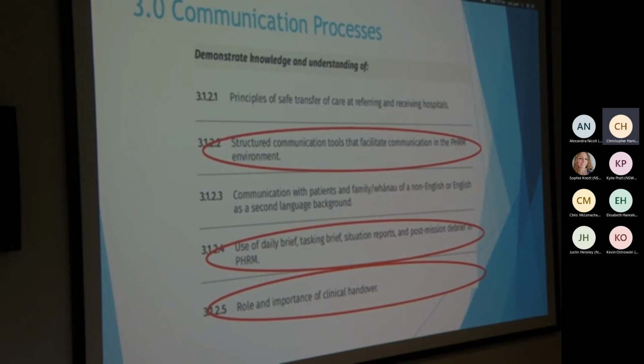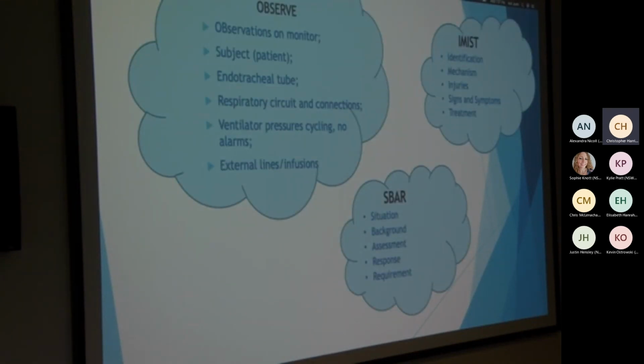There's a whole section on communication processes as well. So structured communication tools, how we do daily briefs, the role of a clinical handover. Again, this is what we do in our routine work, but just to put it into a more objective kind of picture for this presentation, certain acronyms which we would use, but it's probably good to have on the tip of your tongue. So you've got your IMIST for handover, which is used prehospitally a lot of places, your SBAR for your kind of handover as well.